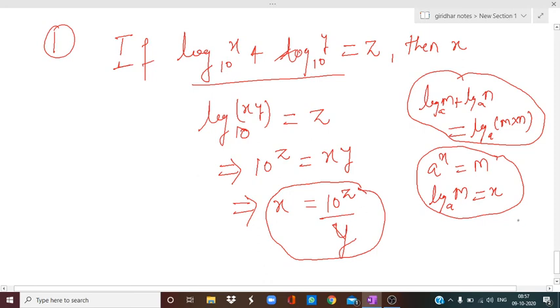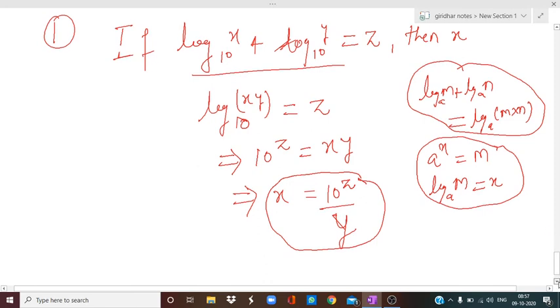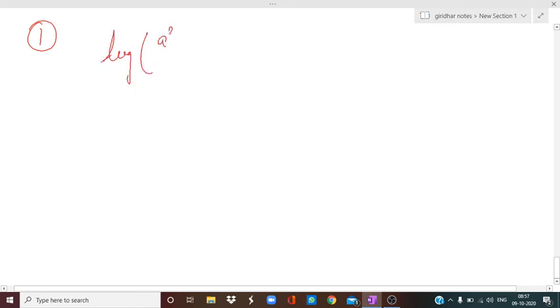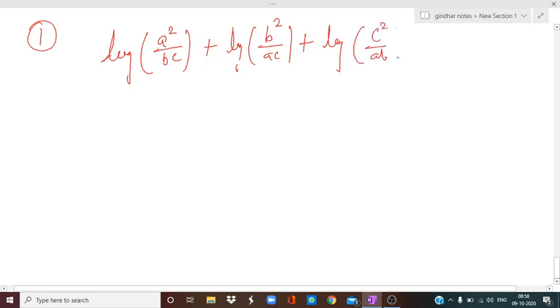Now look at another situation. These properties of log you have to keep in mind well. We have the problem: log a square by bc plus log b square by ac plus log c square by ab. The value is needed.